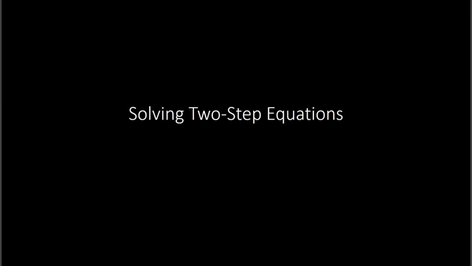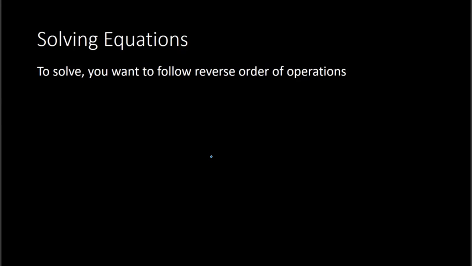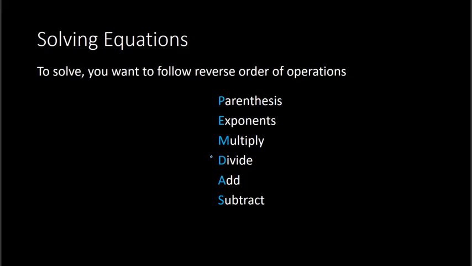In this video, you will learn how to solve two-step equations. When you solve any equation, you will always want to follow reverse order of operations, because what we're doing is undoing the different operations that are taking place. So to undo the different operations, we go backwards. As a review, your order of operations is parentheses, exponents, multiply, divide, add, and subtract.